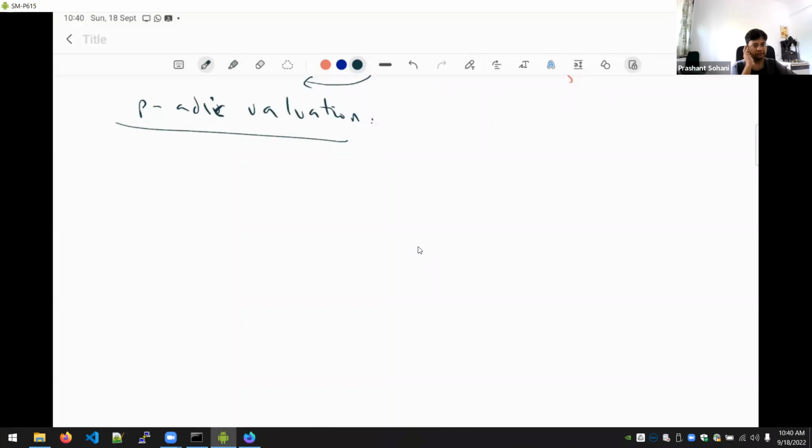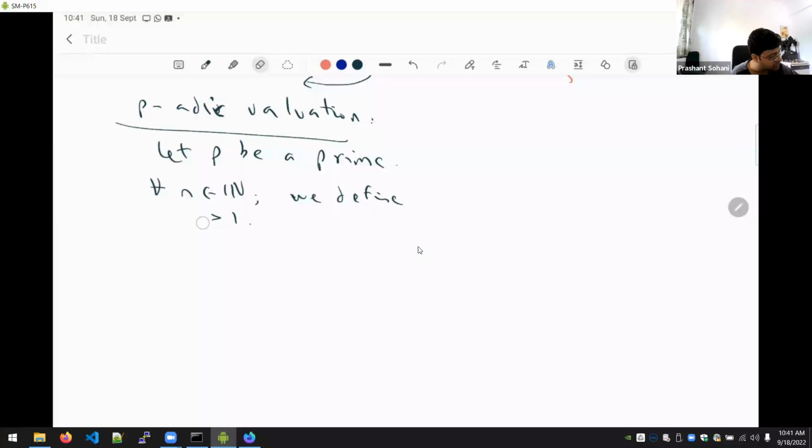Last time, I think we already defined the p-adic evaluation, and it's also one more number theoretic function, if you think about it. Because what is this function? Let p be any prime. Then for all n, and let's take n greater than 1, we define v_p of n as k if p raised to k divides n and p raised to k plus 1 does not divide it.